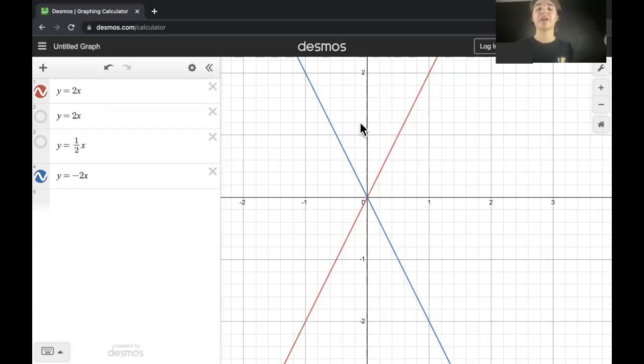Sorry, I think I misspoke earlier. Negative is down to the right. Positive is up to the right. Okay, that's good. So let's try to do some other stuff with this graph.